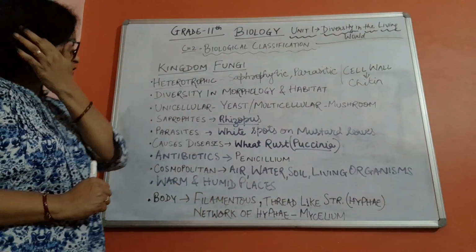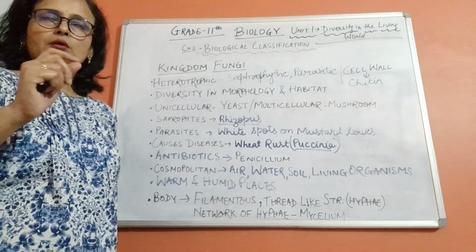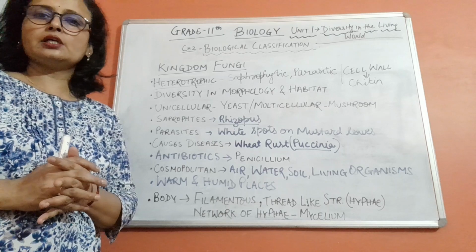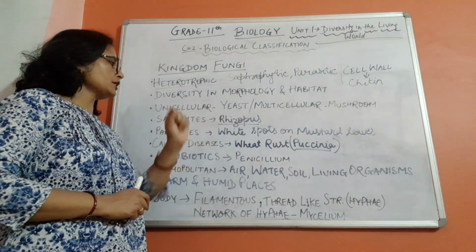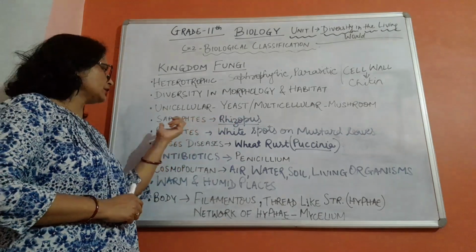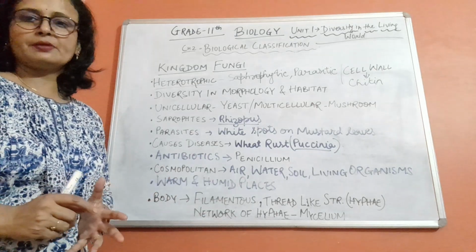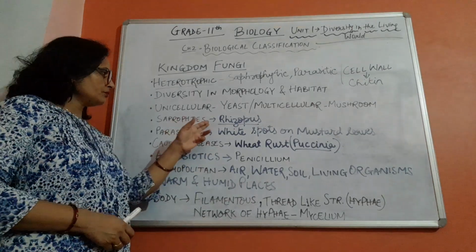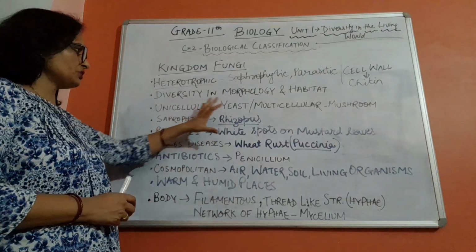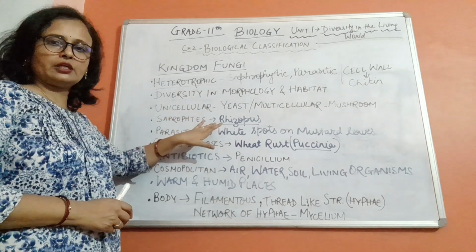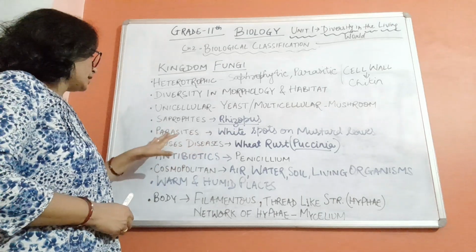Now saprophytes, rhizopus. You might have seen bread mold, brown black patches on the stale bread, on the spoiled bread. That is rhizopus, a kind of filamentous fungi, which is a saprophyte, meaning it feeds on dead or decayed matter, that is bread, reproduces, and increases its numbers. The fungal spores which are found in the atmosphere settle on the stale bread and multiply over there. That is rhizopus.